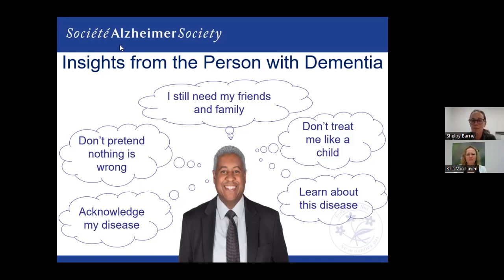Another insight from people living with dementia is to learn about this disease. Not only does learning about the disease help reduce stigma, but it can help us as care partners to learn how to better support the person living with dementia, and in time, help them to live as well as they can with dementia and reduce stress as much as we can for them as well.